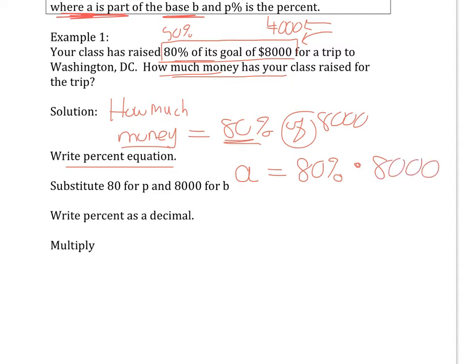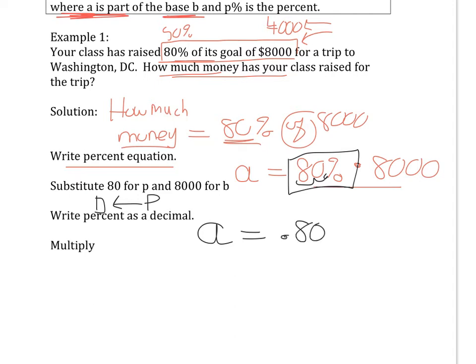Now, this is a multiplication problem, but you cannot multiply a percent. So you always have to change the percent to a decimal. I'm changing the percent to a decimal, so I'm going to move the decimal point 2 places to the left. And I now have A equals 0.80 times 8,000. And I just need to multiply that to get to my answer.